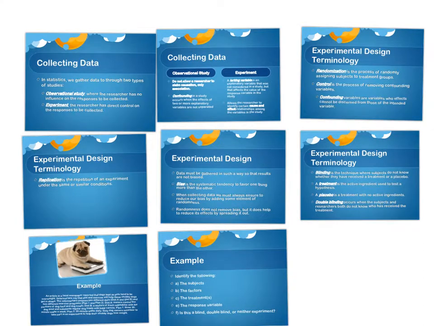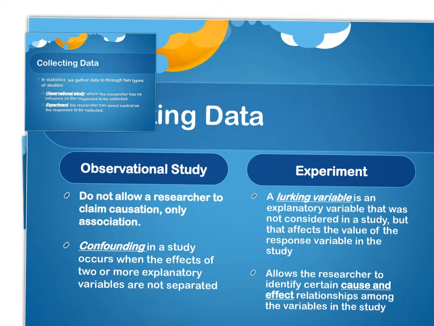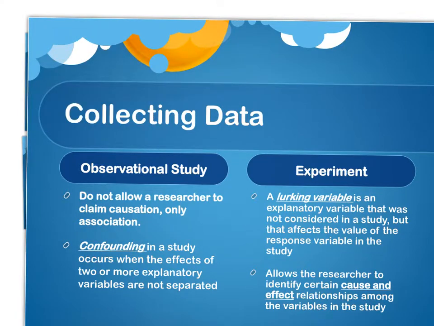Here are the main differences between an experiment and an observational study. An observational study does not allow researchers to claim causation, only association. And that association is called correlation. In an observational study, we have variables that are called confounding. This is when the effects of two or more of the explanatory variables cannot be separated from each other.